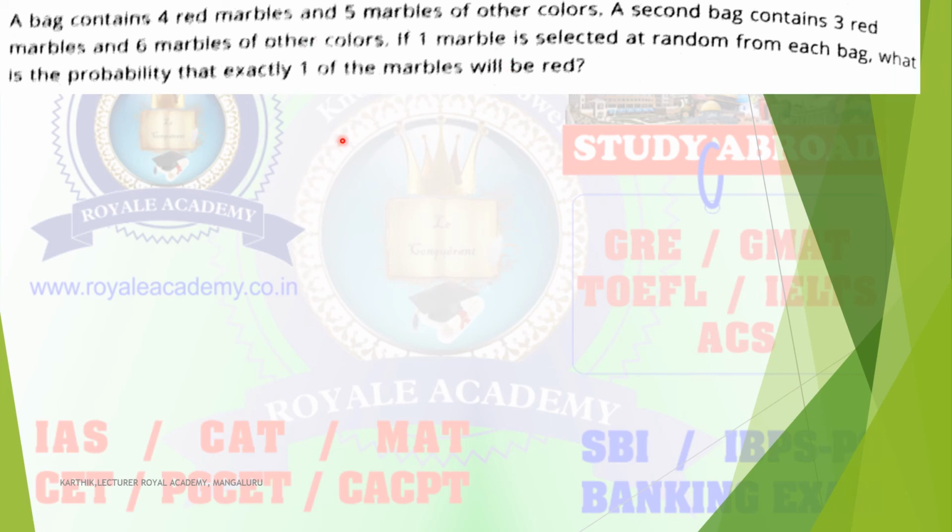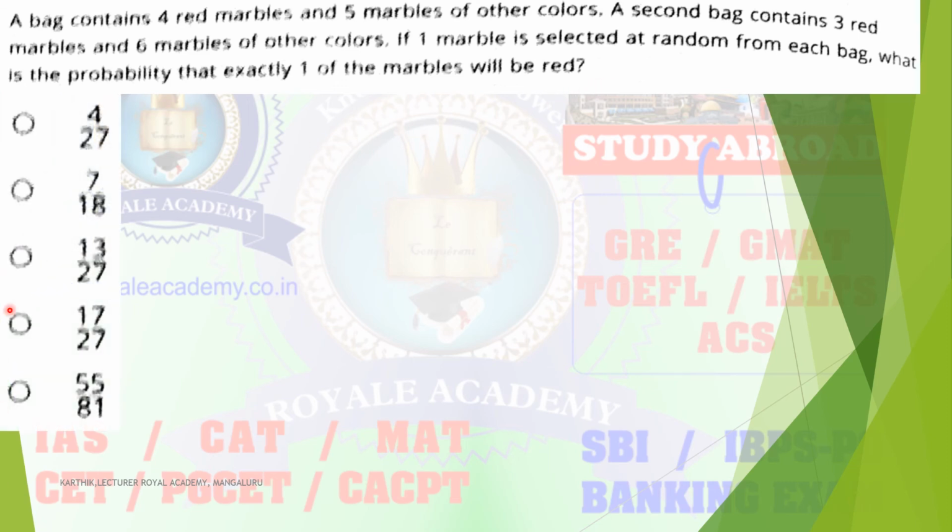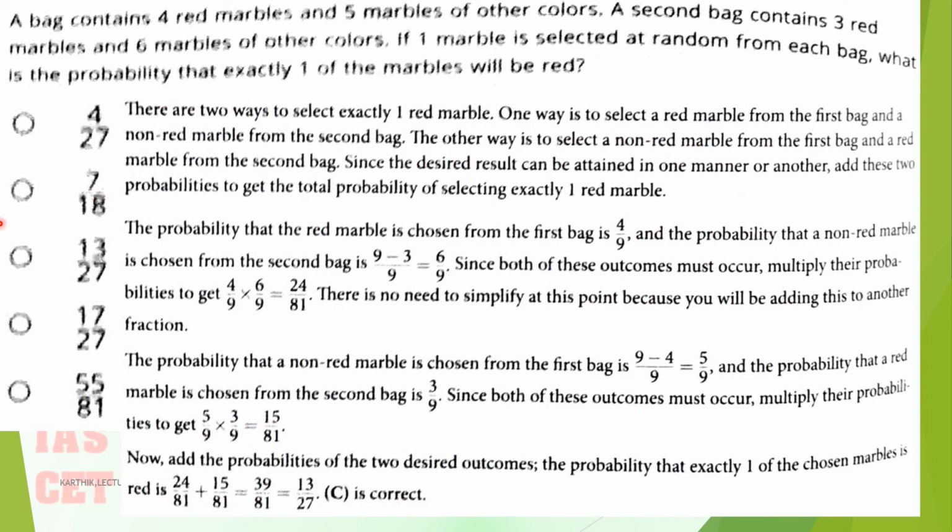So he is removing a marble from both bags. Then what is the probability he is getting a red marble from one bag only? That you have to find out. So how to find out the answer? This is very simple. First, the total red marbles is how much? 4. Out of the total marbles in the first bag, how much? 5 plus 4 is 9. So 4 red marbles divided by 9.